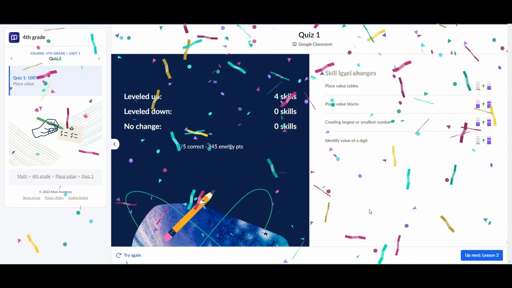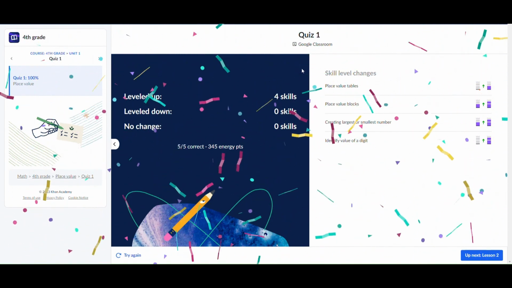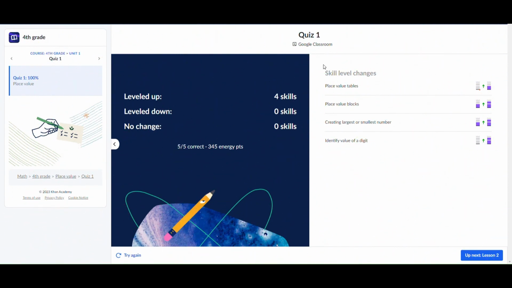All right, so you can see that with this, I now have the results. So identify value of a digit has gone up, creating largest or smallest number has gone up, place value blocks has gone up, skill level changes, place value tables, that I did get a question wrong in the unit, so that has only gone up 1.